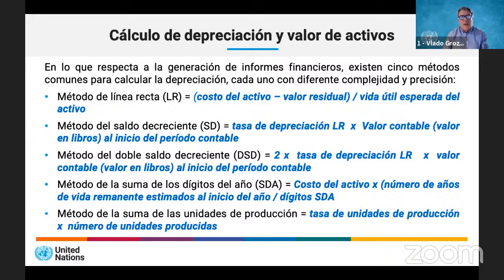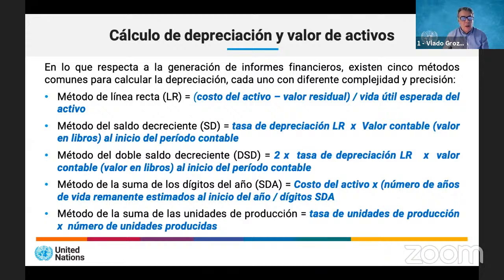The sum of the years' digits method is the asset cost multiplied by the number of years of estimated life remaining at the beginning of the year, divided by the sum of the years' digits. How it's calculated, we're going to see in some of the new slides. And the fifth one is units of production, which is very used for, let's say, vehicles, production methods, windmills, or whatever assets we use for production. We just multiply the units of production rate by the units that are produced.